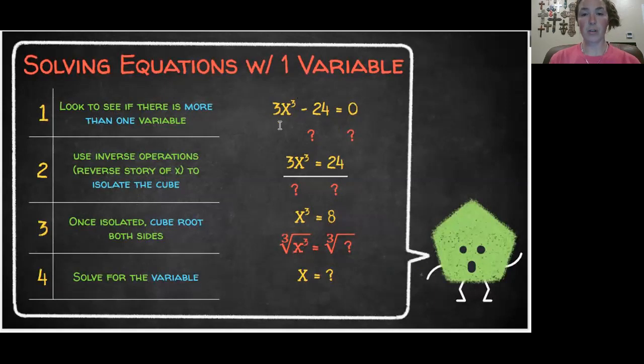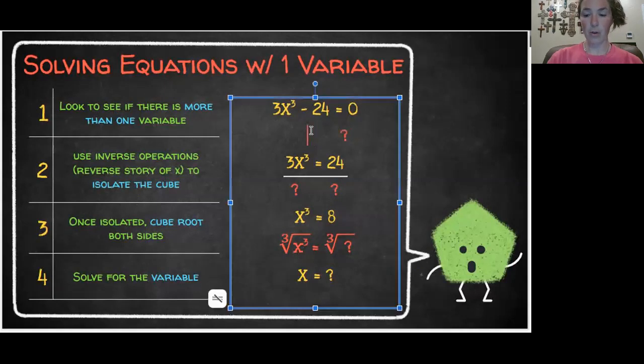And again, remember we talked about the story of x. The first thing we did was cube it. Then we multiplied it by 3. Then we subtracted 24. So if we reversed it, the first thing we would have to do would be to add 24 on both sides. If I do that, these would cancel out and I would get 3x cubed equals 24.